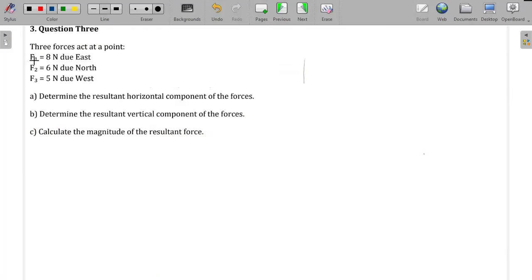All right. If not, let's look at question 3. Question 3 is saying three forces act at a point. So we have three forces that are acting at a point. A, determine the resultant horizontal component of the forces. B, determine the resultant vertical component of the forces. And C, calculate the magnitude of the resultant force.